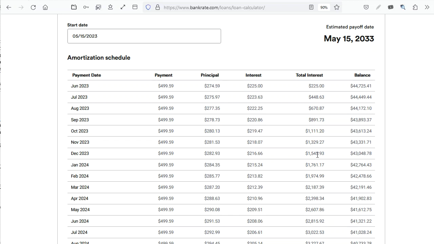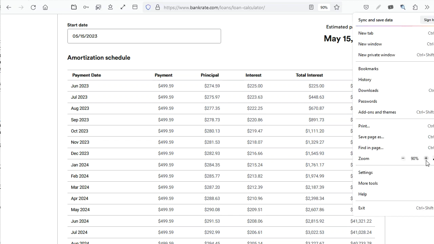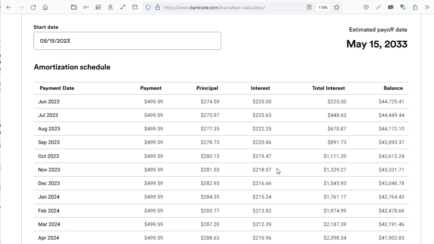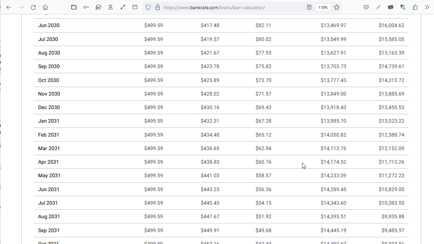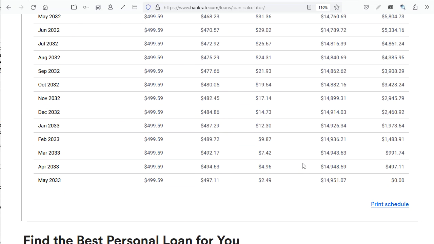This is a total accumulation of the interest. Let me make this a little bit bigger so you can see it. All right, so your first month you're paying $225 in interest. Next month is less interest, right? And then this is the total interest paid so far in the balance. And it goes all the way to the end of the loan. And it shows you the total interest that you paid on the loan and when your balance is 0.